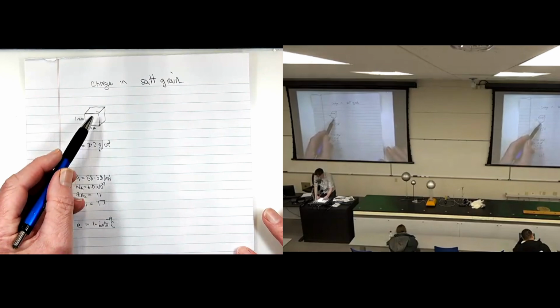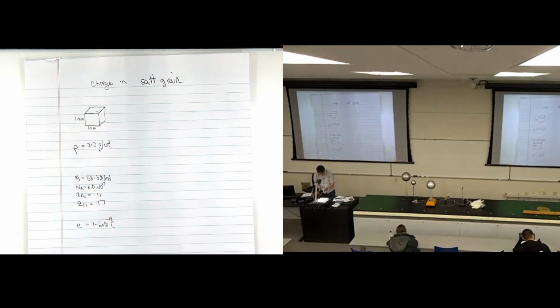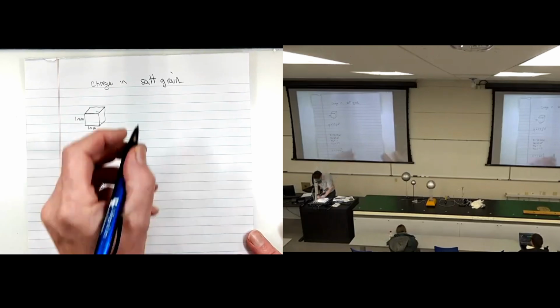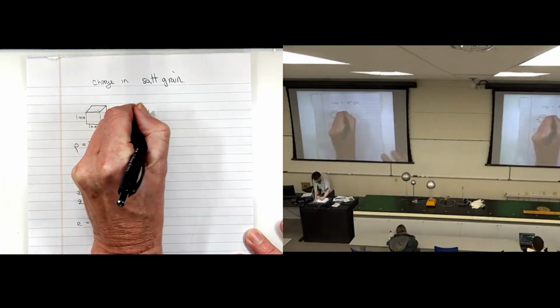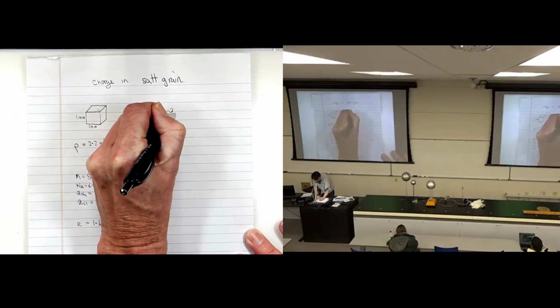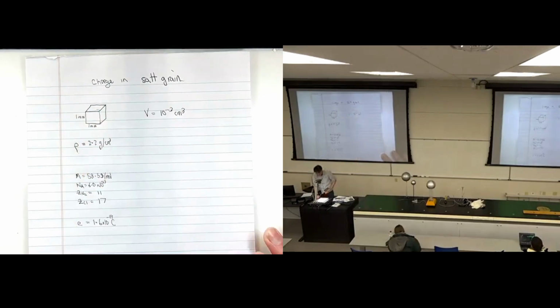Okay, so I started with my picture of the grain of salt. 1 millimeter by 1 millimeter by 1 millimeter. So that's 1 cubic millimeter, or it's like 0.1 centimeter times 0.1 centimeter times 0.1 centimeter. So that's 10 to the minus 3 centimeters. So first thing I calculated was the volume, 10 to the minus 3 centimeters cubed. That's the volume of the grain of salt.